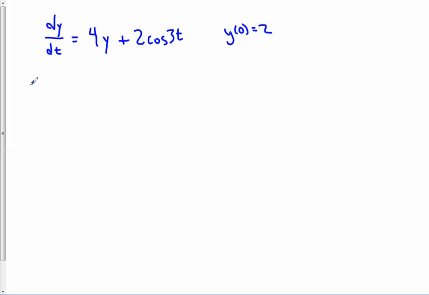The Laplace transform of the derivative, as always, is s times Y of s minus the initial condition. Let me just go ahead and put in that 2 right now. Then we're going to take the Laplace transform of the right-hand side. So that'll be, again, using linearity, 4 times the Laplace transform of little y, that's big Y, plus 2 times the Laplace transform of cosine 3t. So we know what this is. This is s over s squared plus omega squared, but omega is 3, so 9.